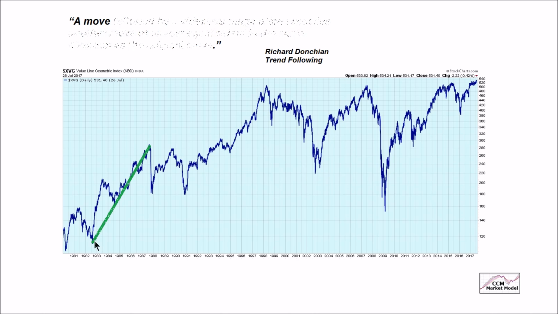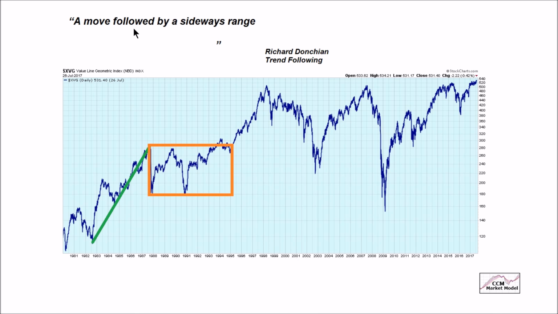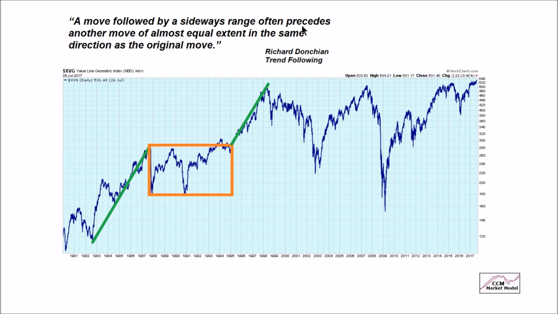Let's walk through it. Here's a move, followed by a sideways range. The market needs to consolidate its gains. The longer you go sideways, the more this often precedes this move, and this often precedes another move of almost equal extent in the same direction. This is another move of almost equal extent in the same direction. The basic concept is markets tend to rally, maybe overshoot, consolidate, break out, and rally again.